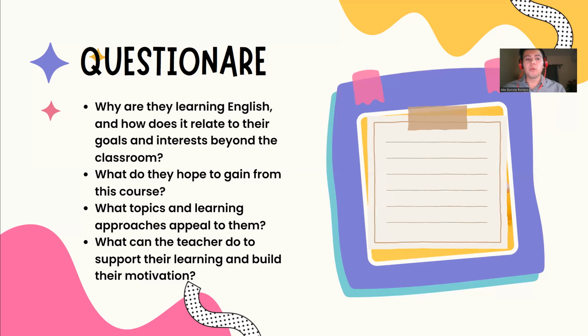The first one is, why are they learning English, as I mentioned, and how is it going to relate to their goals and interests outside of the classroom? What do they hope they will accomplish in the English course? What topics and learning approaches do they prefer? And what can the teacher do to support them and motivate them?